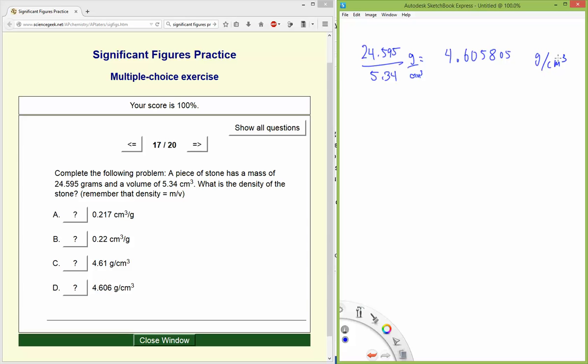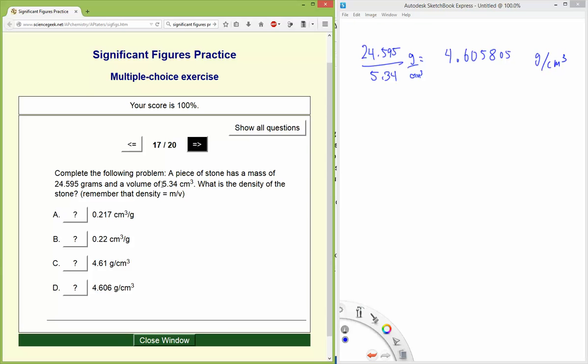How many significant figures should we keep? We want to keep 3, right? We're doing multiplication and division, so it's not about the decimal places, it's about the significant figures, and we want to keep 3, so we're going to choose C.